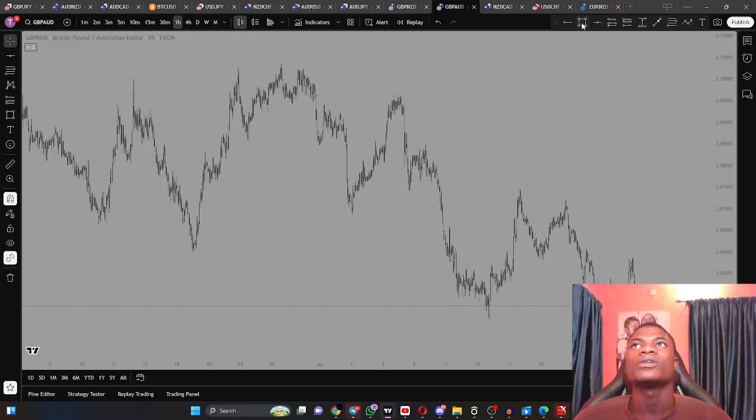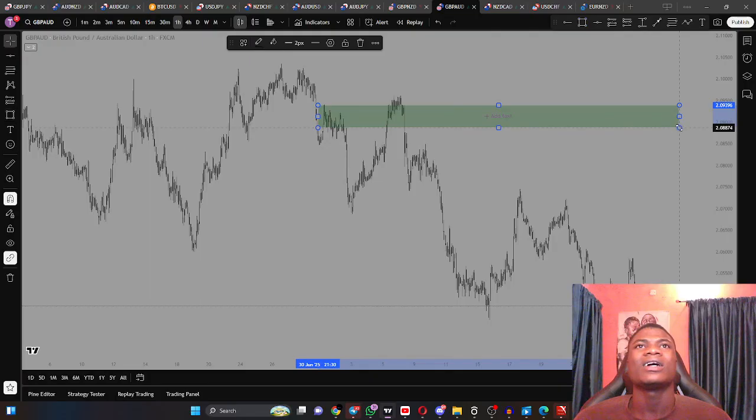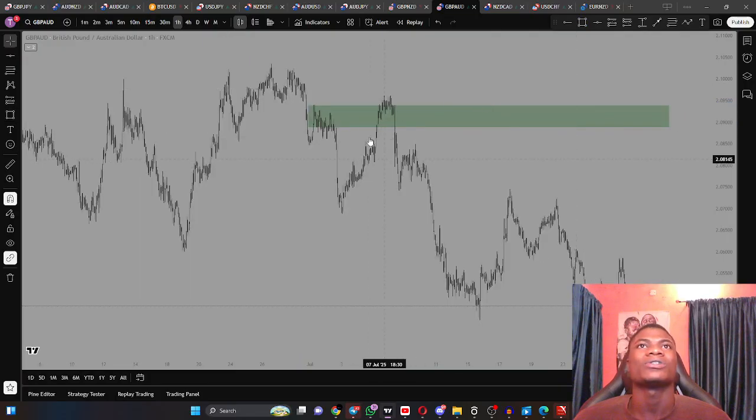Okay, I see an algo here. I'm just going to mark out my algo here, and I say this one is an algo because it's very close to the high that swept it. It's also very close to my stop loss, which is nice. I'm going to use my Fibonacci to also identify if this liquidity is correct, and yes, the liquidity is sitting at the 50%.